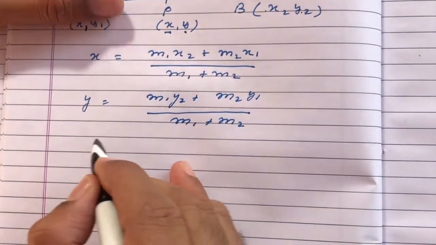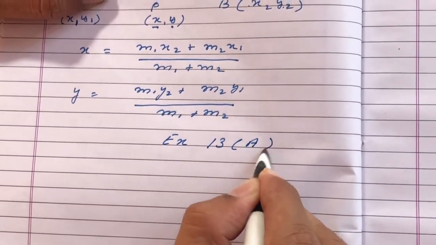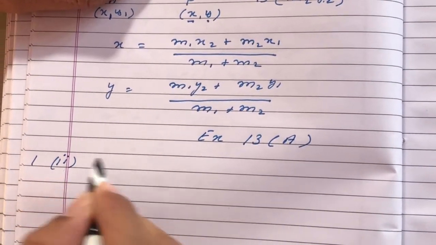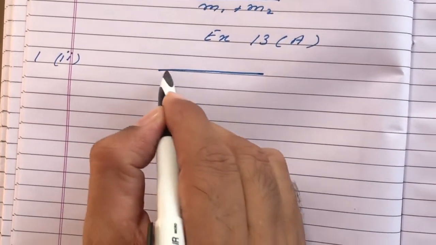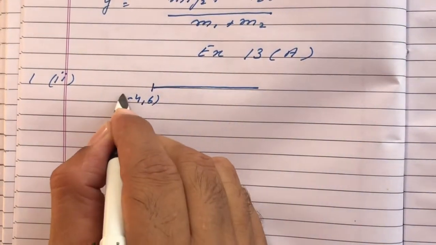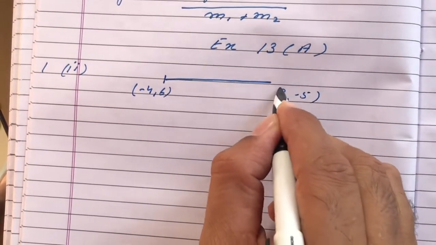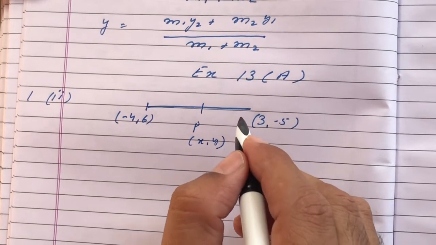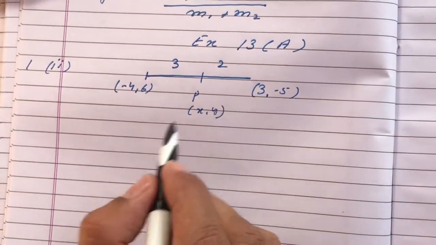So I start with exercise 13a. Question number 1, part 2 I do. Here A is minus 4, 6, B is 3 and minus 5. This point P divides in the ratio 3 is to 2. Then we have to find x, y.